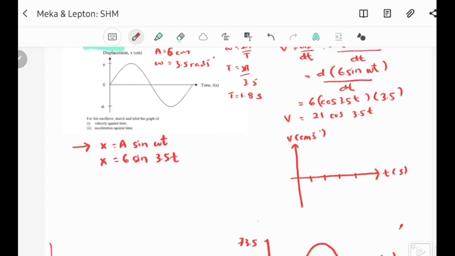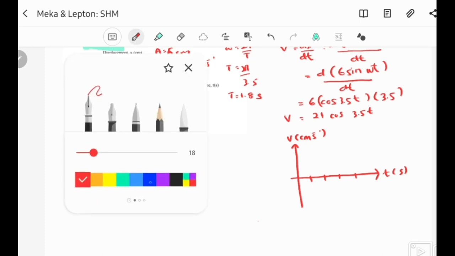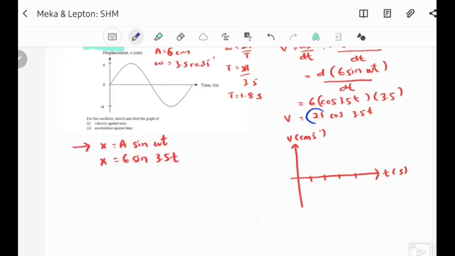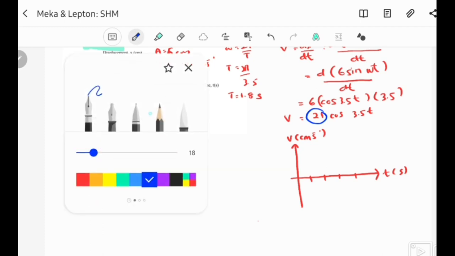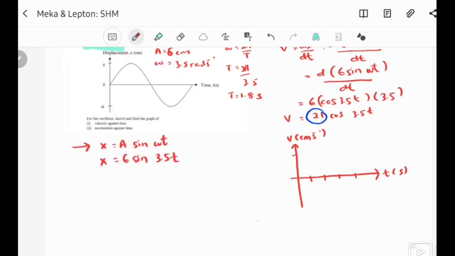Okay, lepas tu, so kita nak plot graph dia. Equation kita, equation cos. Cos positif. So bila cos positif, maximum kita sini 21. So bila 21, so kita ada kat sini kan? So terus masuk dekat graph. So sini 21, sini negative 21. Graph positif cos.